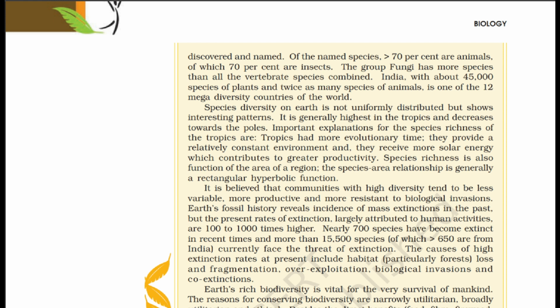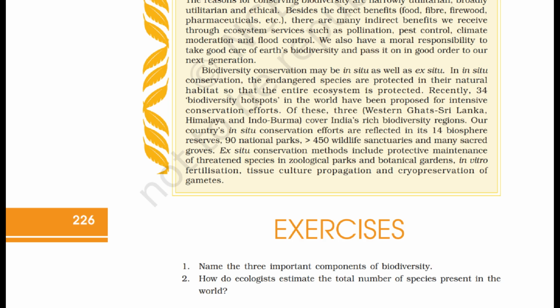Earth's rich biodiversity is vital for the very survival of mankind. The reasons for conserving biodiversity are narrowly utilitarian, broadly utilitarian, and ethical. Besides the direct benefits, food, fiber, firewood, pharmaceuticals, etc., there are many indirect benefits we receive through ecosystem services such as pollination, pest control, climate moderation, and flood control. We also have a moral responsibility to take good care of Earth's biodiversity and pass it on in good order to our next generation. Biodiversity conservation may be in situ as well as ex situ.